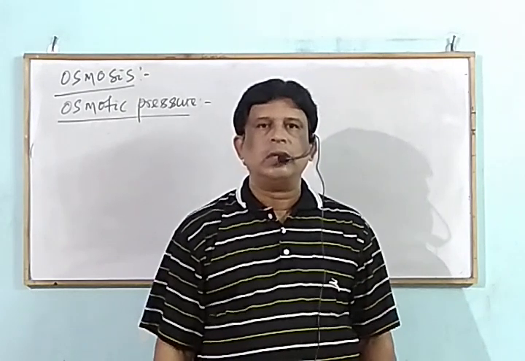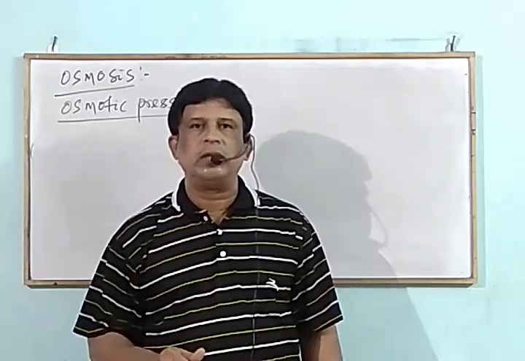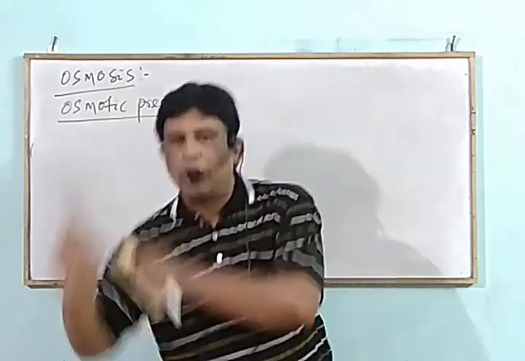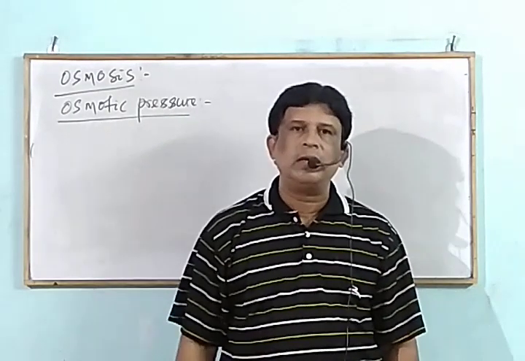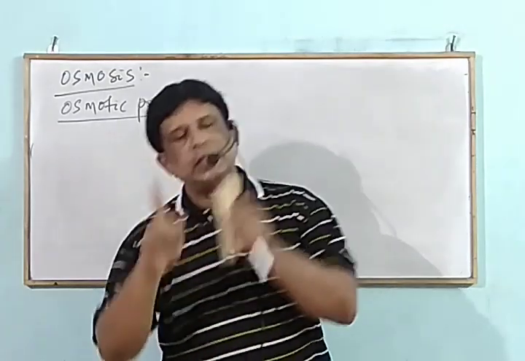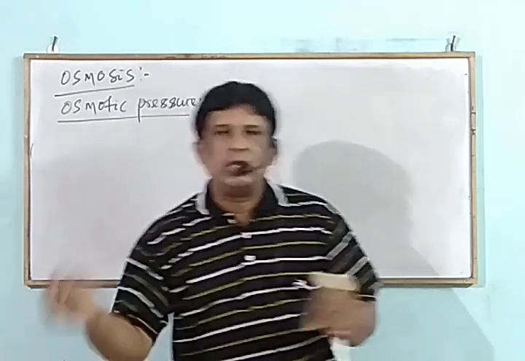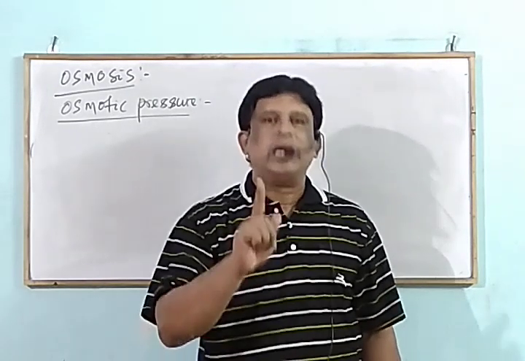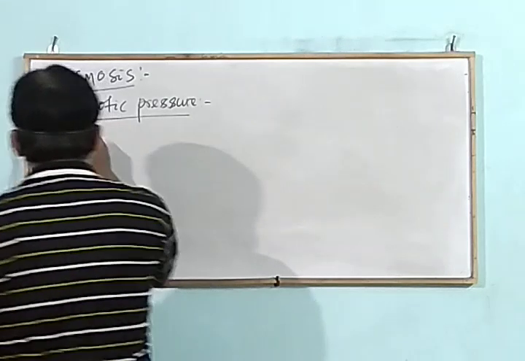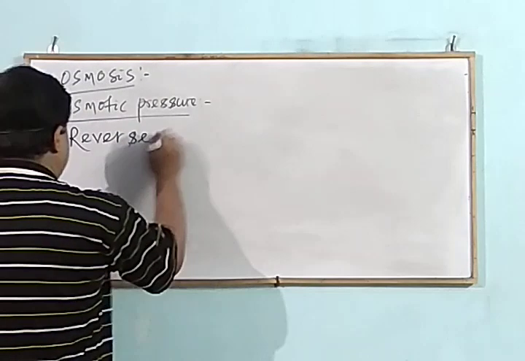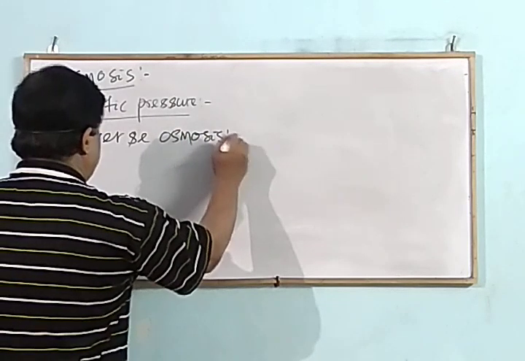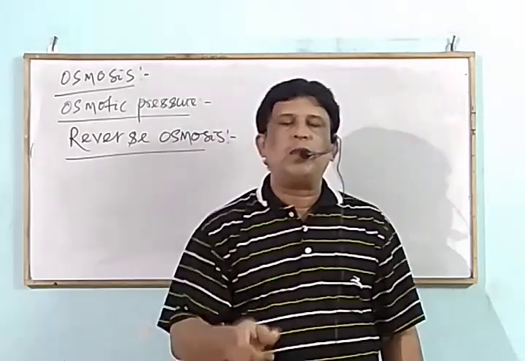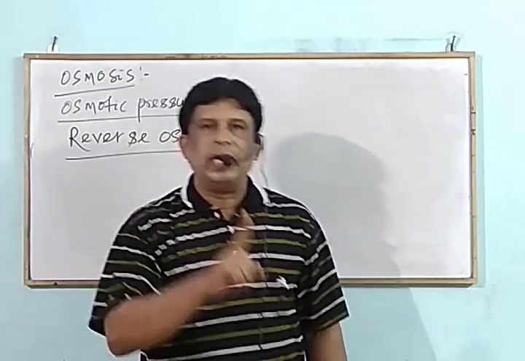If higher pressure than the osmotic pressure is given on the solution side, then there is a flow of solvent molecules from solution towards solvent. That is known as reverse osmosis, which is the best application for desalination of seawater, that is, removal of salt from seawater.